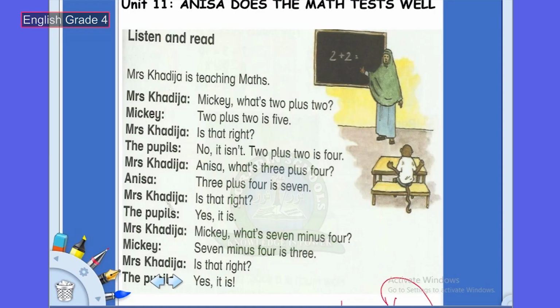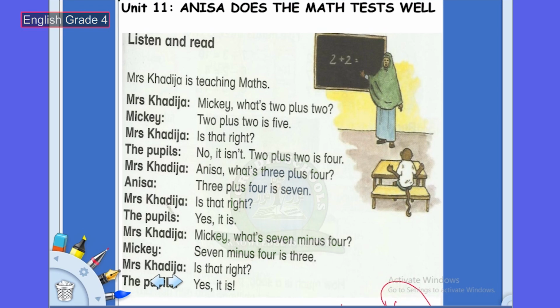Mrs. Khadija is teaching math. Mickey, what's 2 plus 2? Mickey answered, 2 plus 2 is 5. Mrs. Khadija, is that right? The pupils said, no, it isn't right. 2 plus 2 is 4. Anisa, what's 3 plus 4?